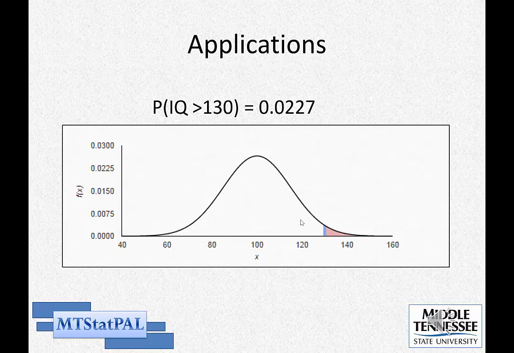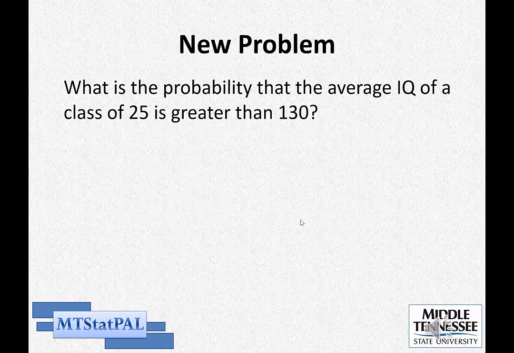Notice that our answer is reasonable based on our earlier drawing of the problem. Using the central limit theorem, we can answer a new problem. If we have a class of 25 students, we might ask, what is the probability that the average IQ of the class is greater than 130? When we read this problem closely, we see that the difference in this new problem and the previous problem is that here we are studying the average.